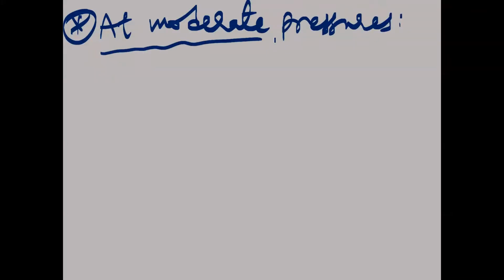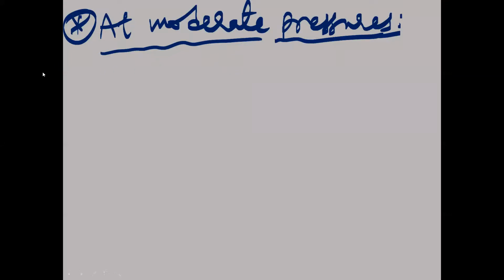Next, now this is an important concept. At moderate pressures. At moderate pressures means the pressure is neither low nor high. At moderate pressures, we are calculating.